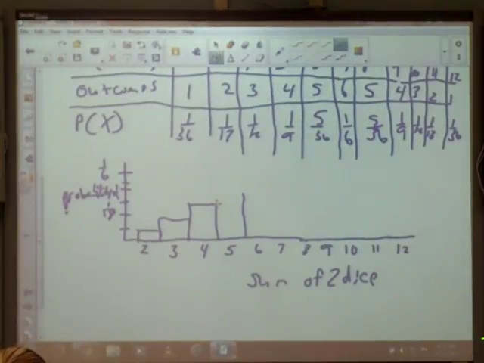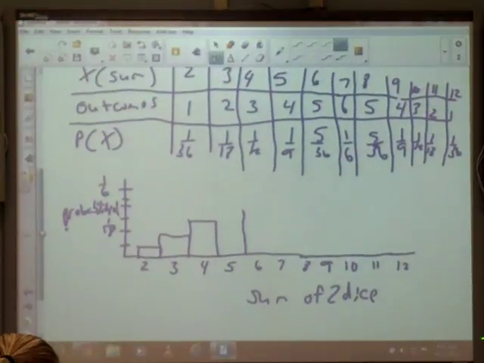Five went to 1/9. I was looking at the wrong row above. So I got 2 at 1/36, 3 is at 1/18, 4 is at 1/12. So now 5 is at 1/9.